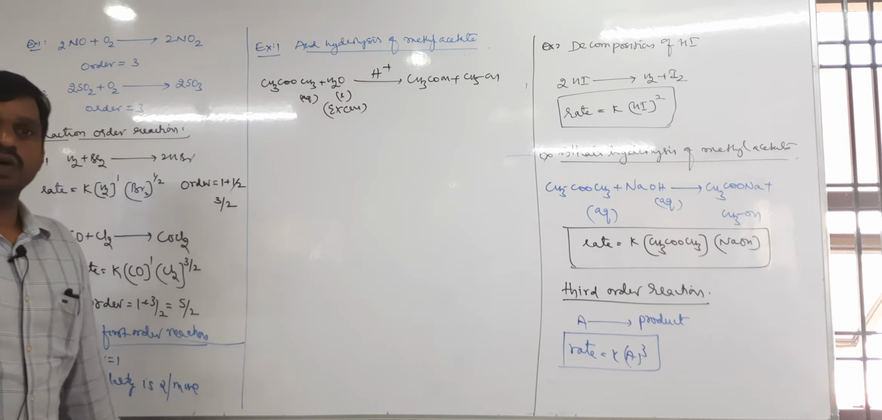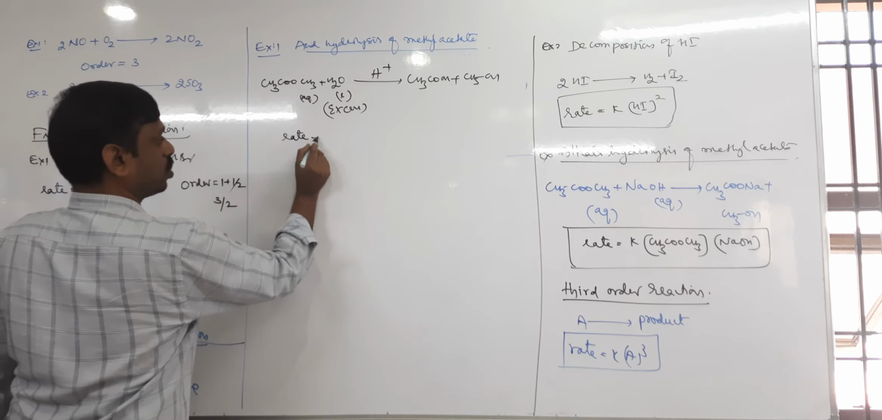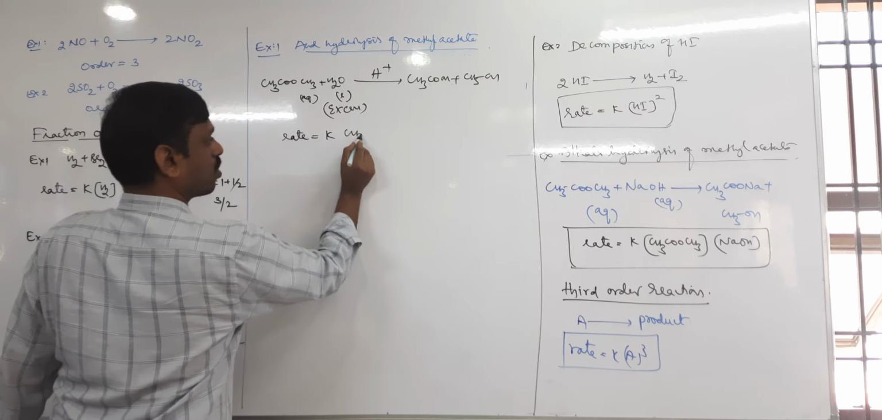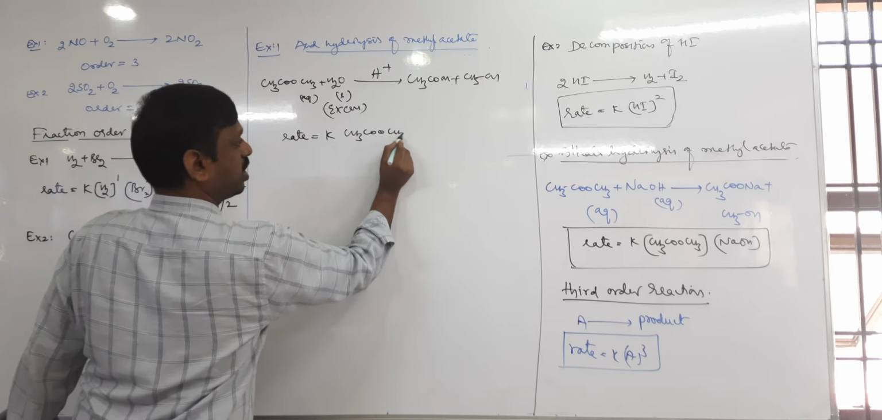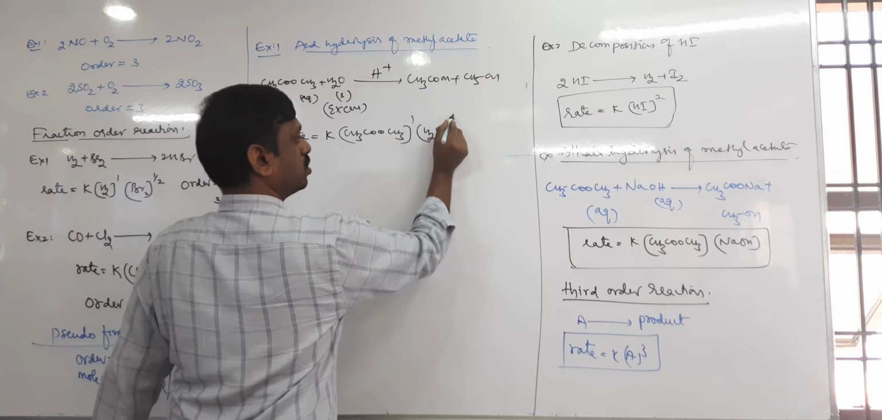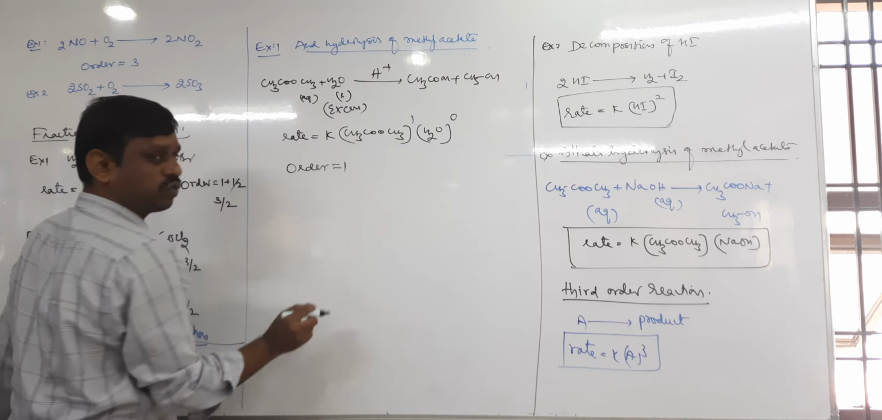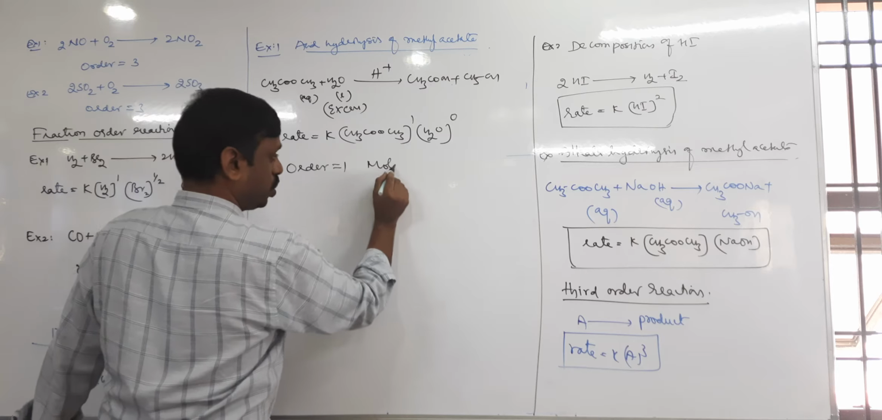Come on, tell me, what is the rate? So according to rate law, rate equals K into molar concentration of methyl acetate power 1, water power 0. In this reaction, what is the order? Order of reaction is 1, but molecularity 2.